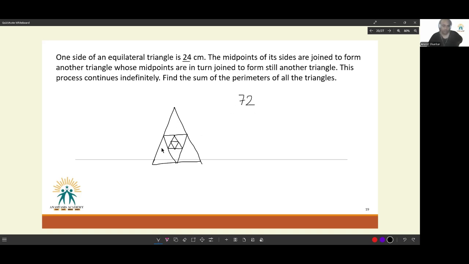And what is happening to the second triangle? If this length is 24, this length is 12, this length is 12, this length is 12. So the perimeter of the second triangle is 36. The third triangle is 18. The fourth triangle is 9. It is basically becoming half, and it is moving on infinitely. So the sum of perimeters will be given by the sum of an infinite GP, which is 72 by 1 minus half, or 144, which is the answer to this question.